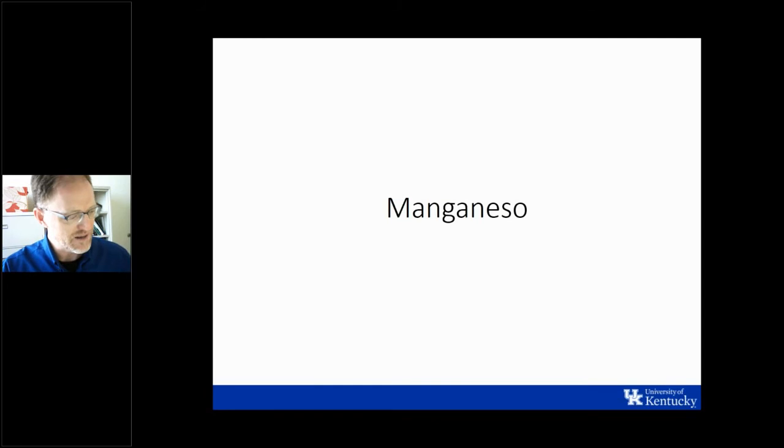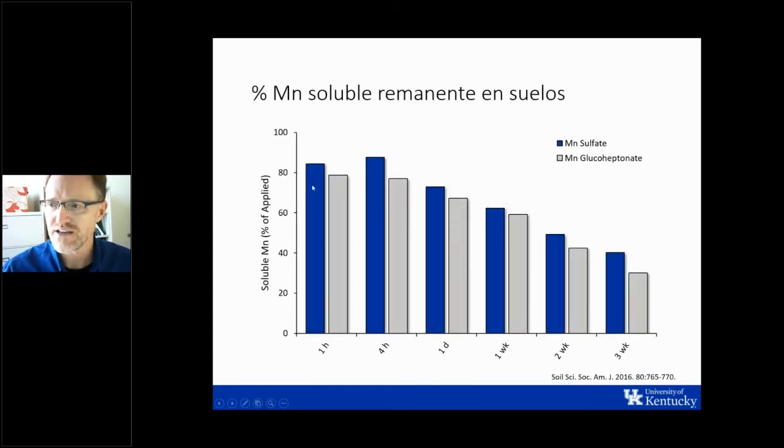So we go on to manganese. Manganese is a little easier. Manganese does oxidize out. This is 1 hour, 4 hours, all the way to 3 weeks, soluble manganese in the soil solution. You do see some oxidation initially, but it's nowhere near the iron. And you do actually see manganese remain soluble in these soils for as long as 3 weeks. It does oxidize out over time, but this amount of manganese from these bars remains soluble for plant uptake.